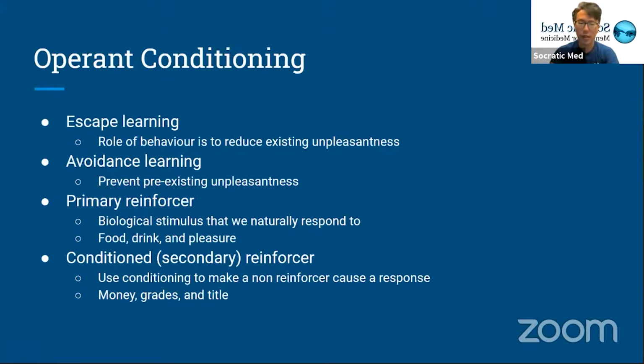While a conditioned secondary reinforcer is when we use conditioning to make a non-reinforcer cause a response. Examples would be money, grades, or a specific title. Normally money and grades wouldn't cause someone to perform a specific behavior. If you gave money to someone who knew nothing about the concept of money, they wouldn't perform a behavior just because you gave them a piece of metal or a piece of paper. So that's something we learn to have a response to.